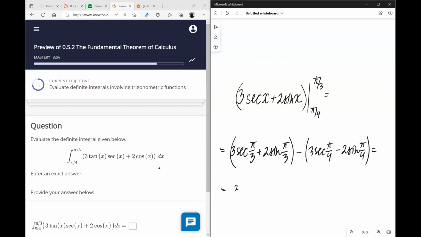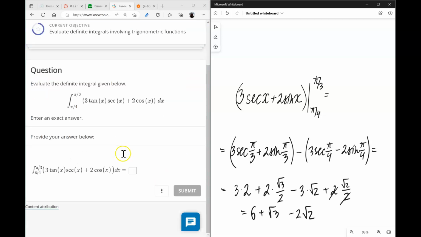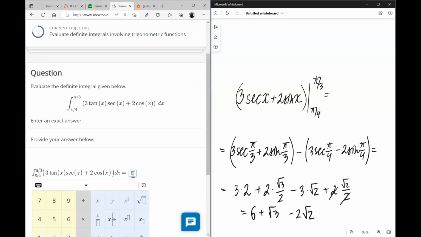So secant of pi over 3, cosine of pi over 3 is 1/2, so secant is 2. Sine of pi over 3 is root 3 over 2. Secant of pi over 4 is root 2. And sine of pi over 4 is root 2 over 2. So the final answer is 6 plus radical 3 minus 2 radical 2. Pretty nice answer.